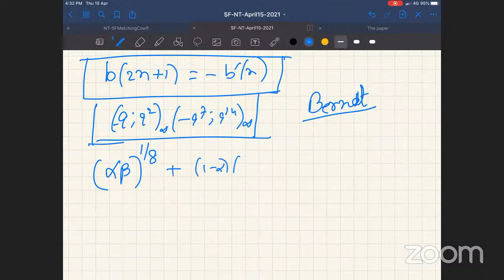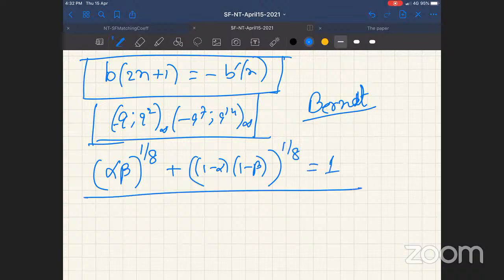So (1 minus alpha)(1 minus beta) to the power 1 over 8 equal to 1. So this modular equation is given by Ramanujan as well as many other mathematicians, and those were discussed by Barnes in his paper in Annals of Combinatorics in 2007, partition theoretic interpretations of certain modular equations of Schröter, Russell, and Ramanujan. So this is one of those equations. So these are degree 7.